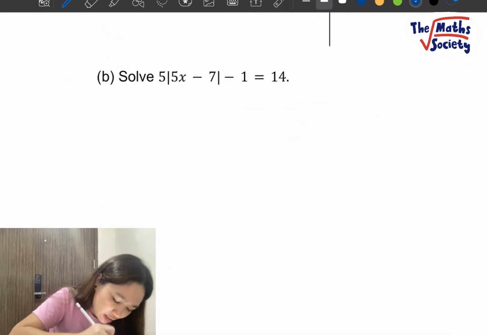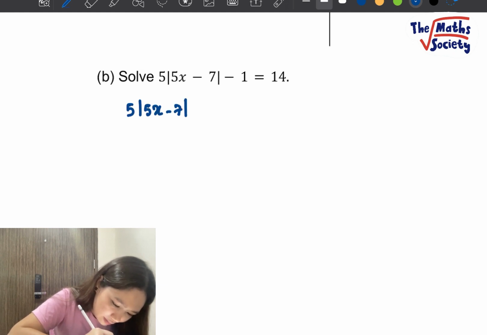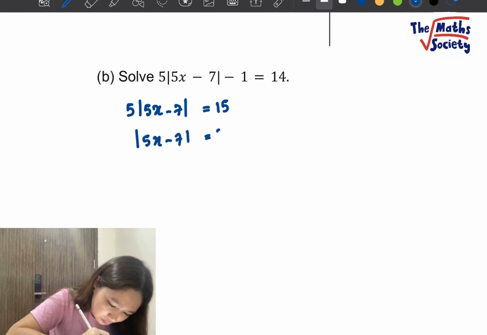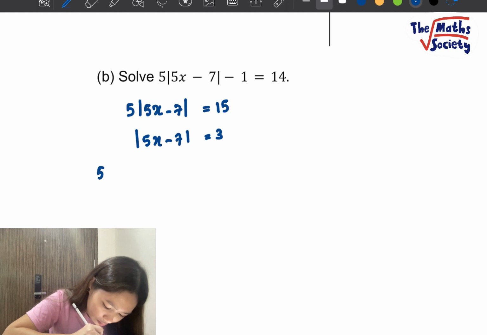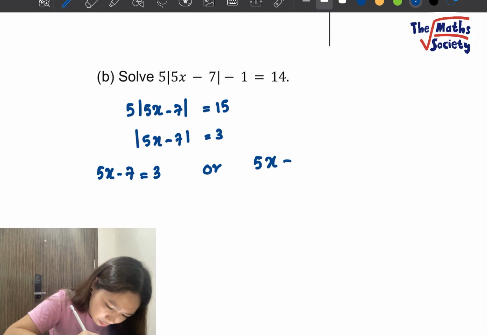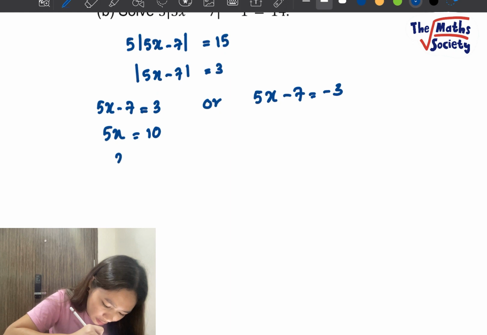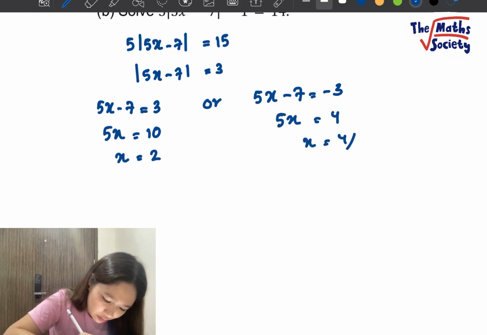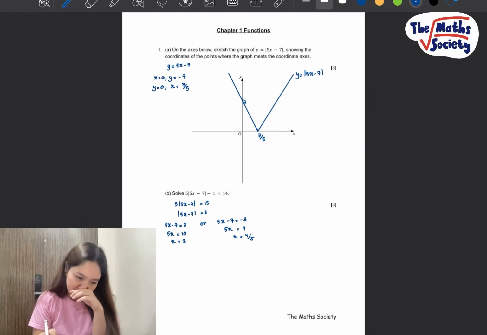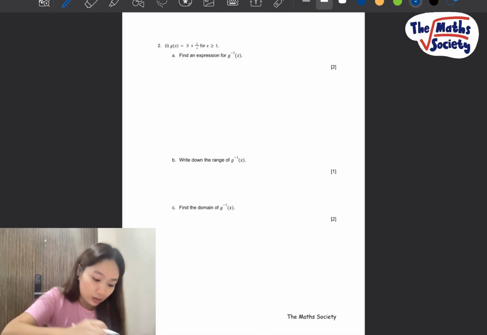For question B, I'm going to move everything to the other side except the modulus here. So it's going to be 15. So 5x will be equal to 10, so x will be equal to 2. And in here, 5x will be equal to 4, and x will be equal to 4/5. And that's it. Pretty easy, right? So let's go to another question.